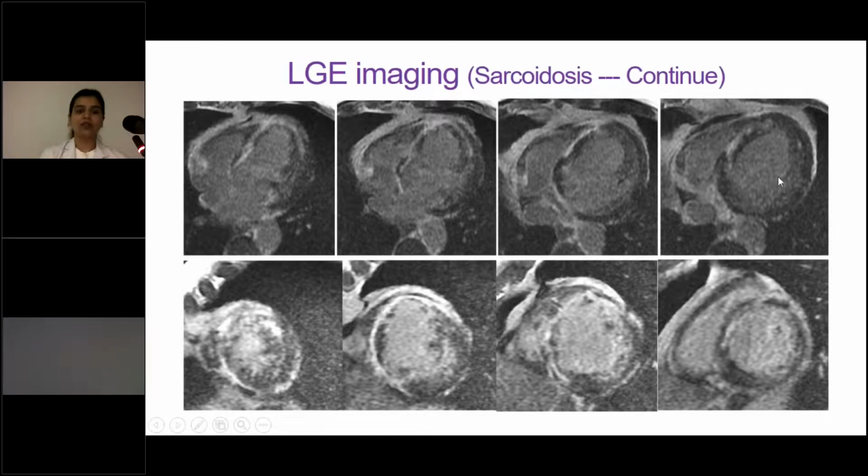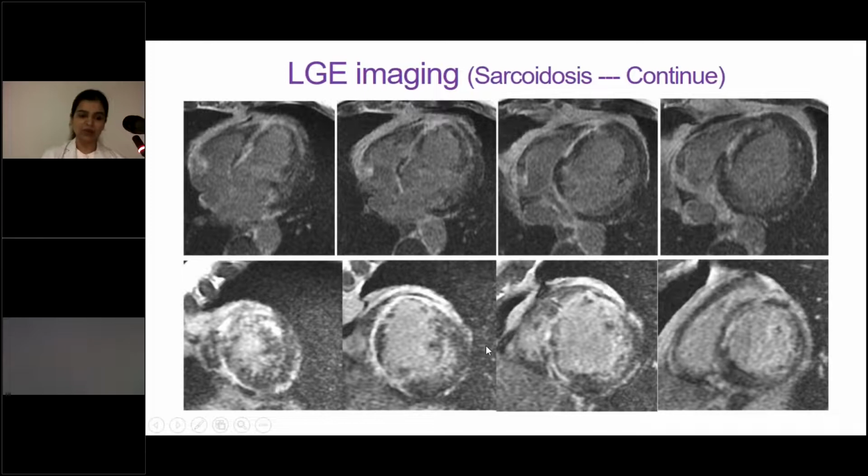Coming on to the late gadolinium enhancement images of the same patient. These are the horizontal long axis views of the heart, and these are the short axis views of the heart of the same patient. The patchy bright areas which are seen within the myocardium are the abnormal areas, which are areas of gadolinium retention on these late gadolinium enhancement images. So in this patient, there is patchy uptake of gadolinium in the mid myocardium involving the entire interventricular septum. This abnormal enhancement is also extending along the subepicardial surface, along the free wall of the right ventricle and the free wall of the left ventricle.